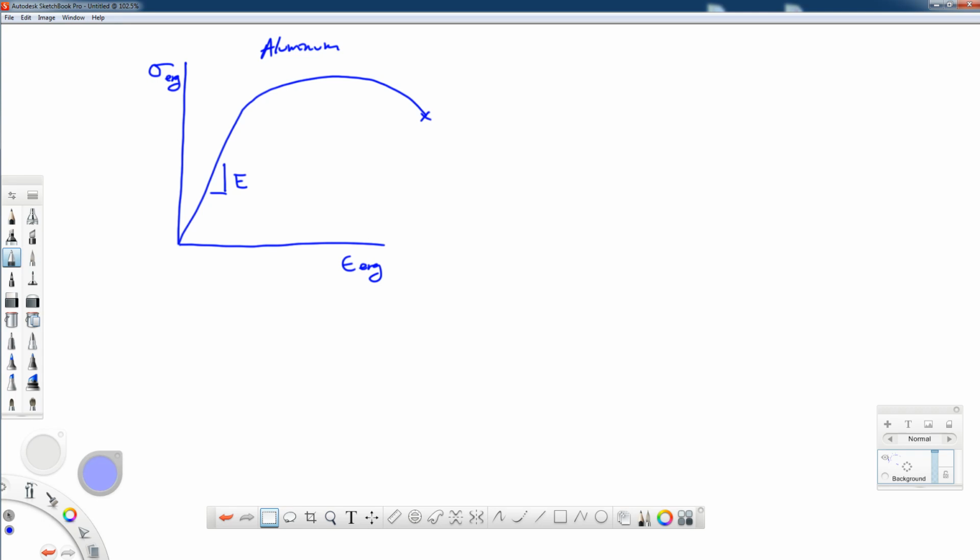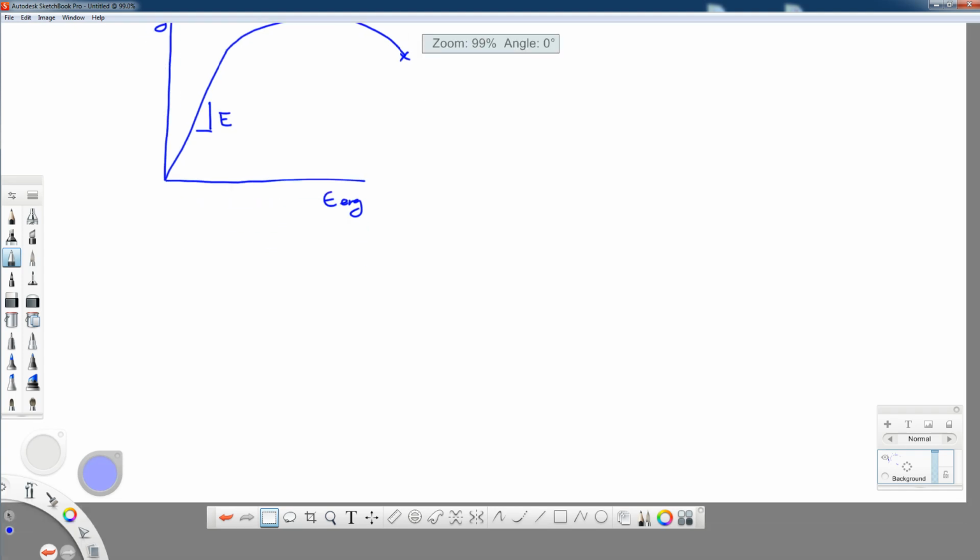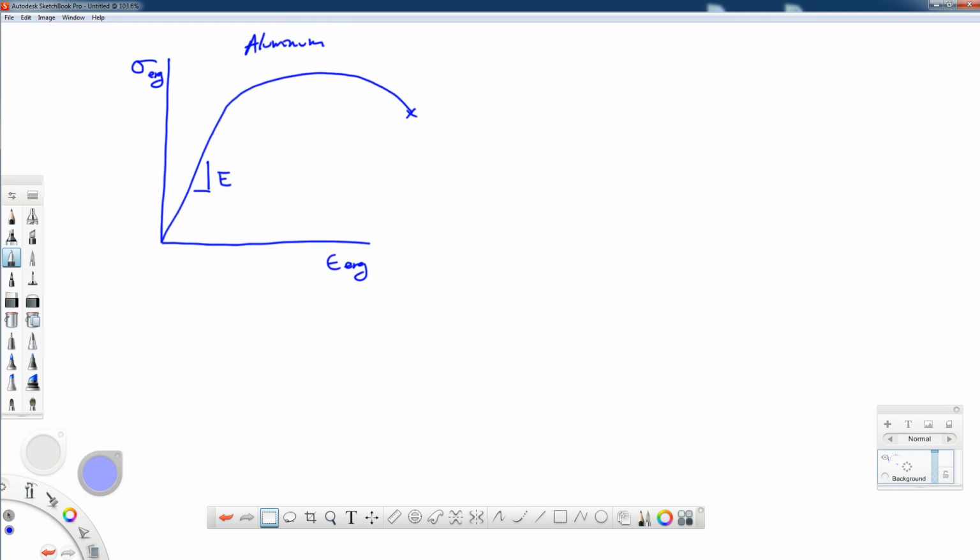One way to define elasticity is it's the stress level that you can go to where, if you load it to that level and then unload it, you return back to zero stress and strain. So what happens with materials, you can think of this like a spring, is that when you load them, you can have permanent deformation.